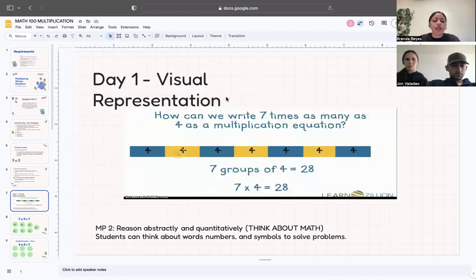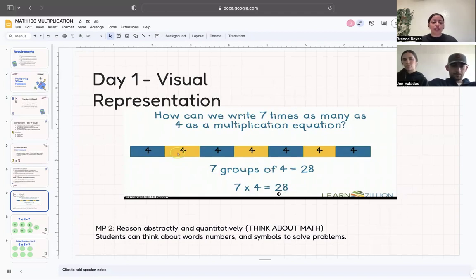So we're breaking our lesson up in 3 days, and for day one, we want to introduce it as a visual representation. So right here's an example. How can we write 7 times as many as 4 as a multiplication equation? So you have 7 groups of 4. So right here you have 1, 2, 3, 4, 5, 6, 7, 7 groups, and in each group there are 4. So 7 times 4 equals 28. If they didn't know, they could either make tally marks or they can add up all the 4s and they would equal 28.